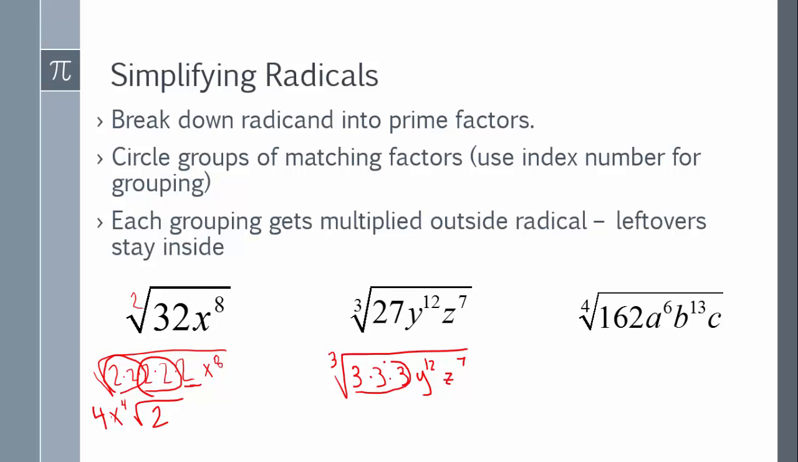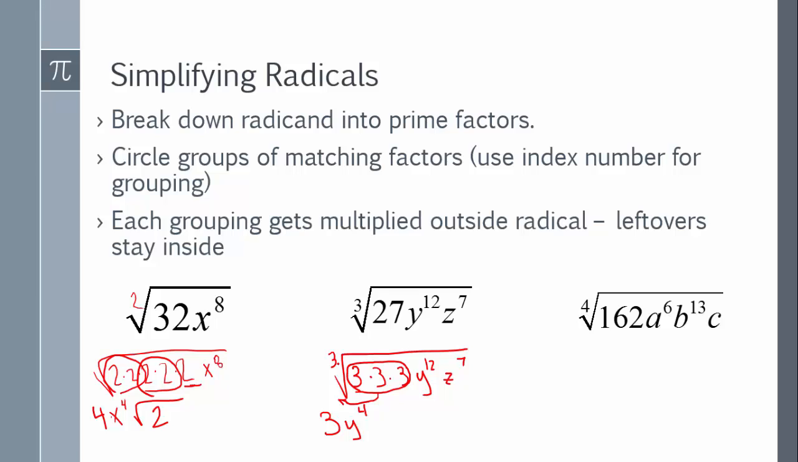So my cube root says I take a group of 3 out of the radicals. So I have 3 3's. It becomes just one number 3 on the outside of my radical. Y to the 12th. 12 divided by 3 is 4 with no leftover. So y to the 4th goes to the outside, and all the y's will disappear from inside the radical.